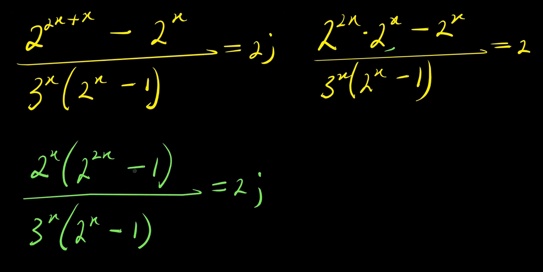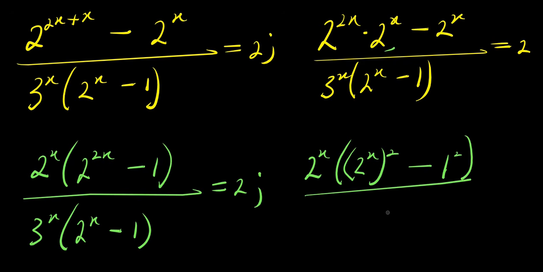So from here, this is 2 power x times this, I can have it as 2 power x raised to the power of 2. Remember, x times 2 is 2x. Then here I can have 1 power 2. 1 power 2 is the same thing as 1, divided by 3 power x times 2 power x minus 1, and this equals 2.